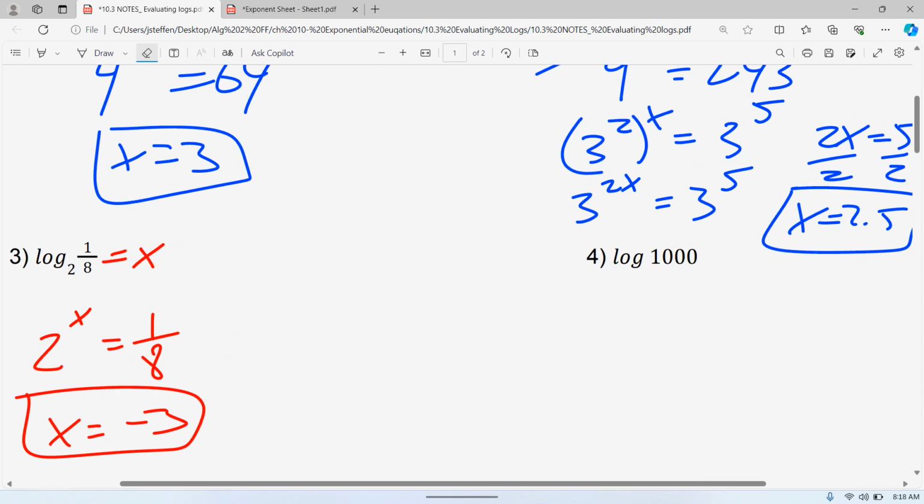And last but not least, one we talked about the other day, we just have log of 1,000. Remember, if there's no base number, that's a base of 10. That's pretty much the reason I added this on there. So we have 10 raised to what number is equal to 1,000? Now, here's a little fun fact. The number of zeros that go with that second number, the 1,000, that's what your exponent's going to be. So 10 to the third is 1,000. So x is equal to 3.